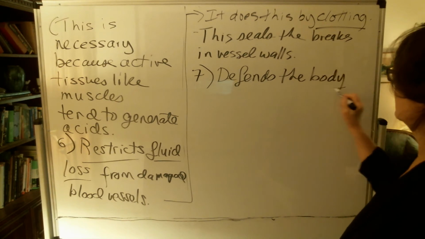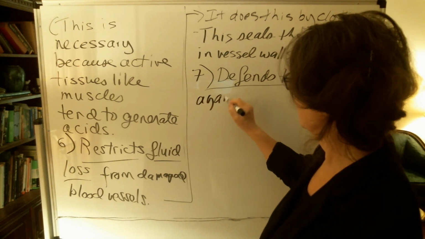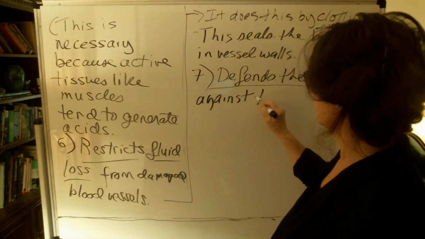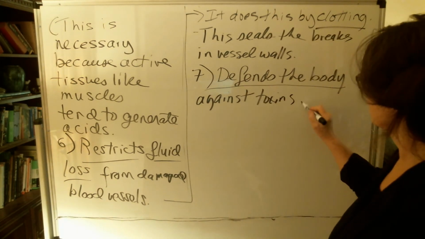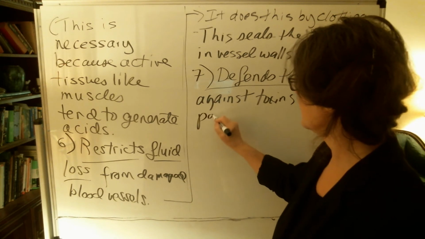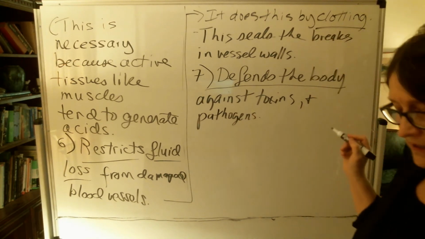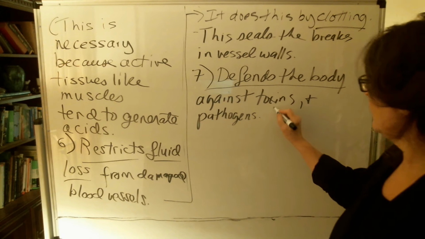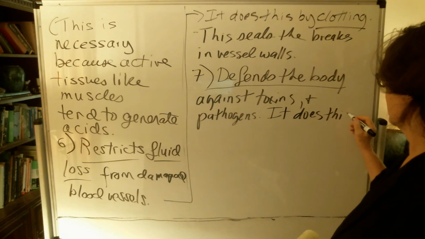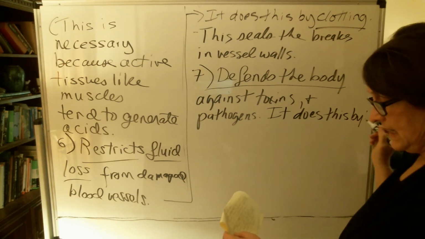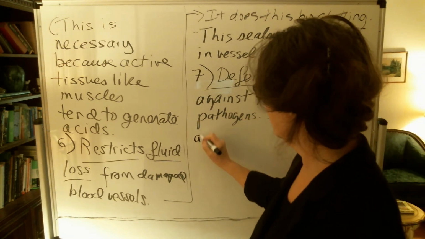Another important thing that blood does is that it defends the body. Against toxins, that is to say poisons of different varieties, and pathogens. Pathogens are microorganisms that want to make you sick. So it does this defending then through a bunch of different mechanisms. I'm going to get started on that here.